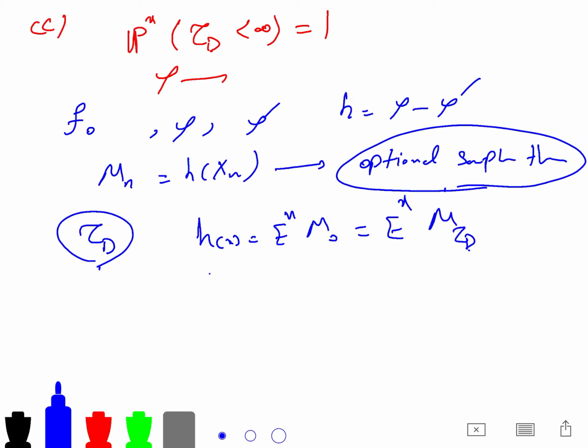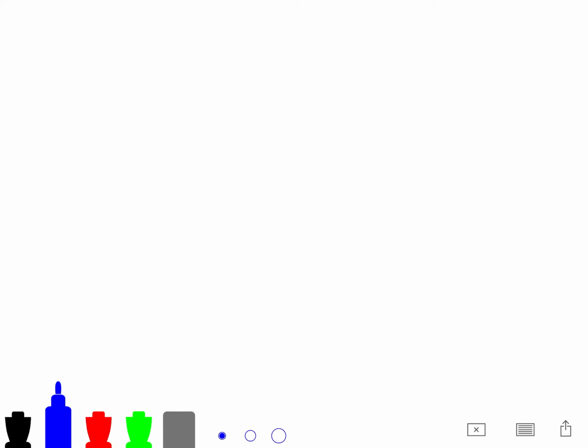And this is a martingale, so we sample it at tau D, and this is 0, and so h is identically 0, and we have proved the third part of the theorem as well. And now let's talk about generalization of the ideas that I promised you about that effective resistance.